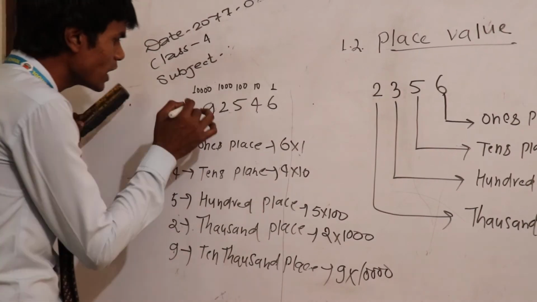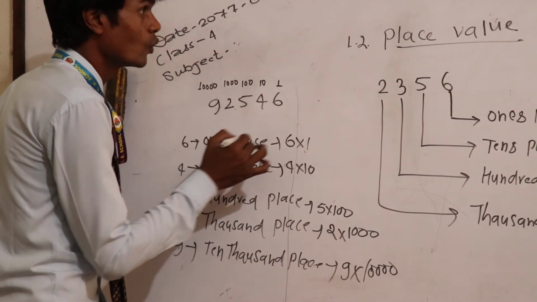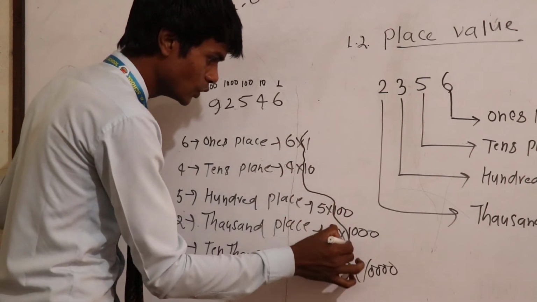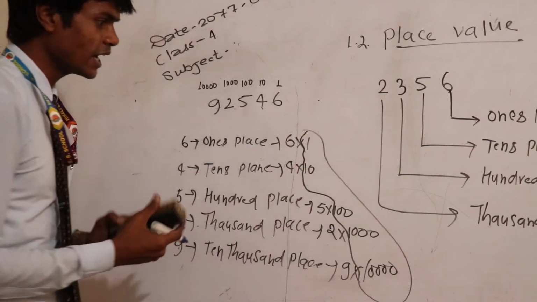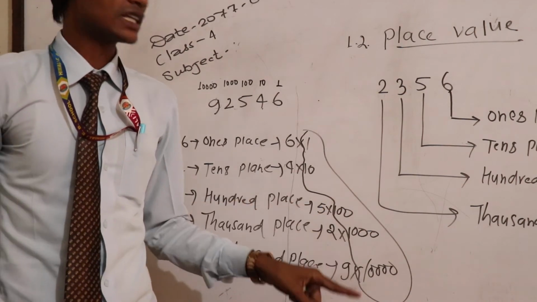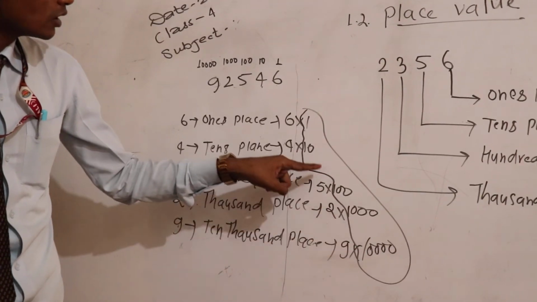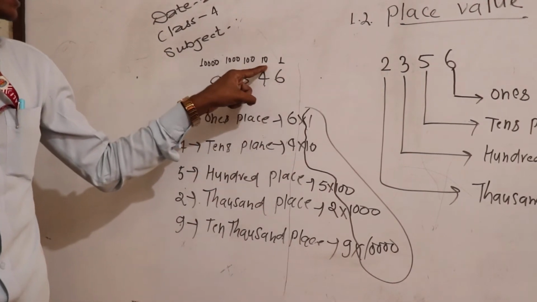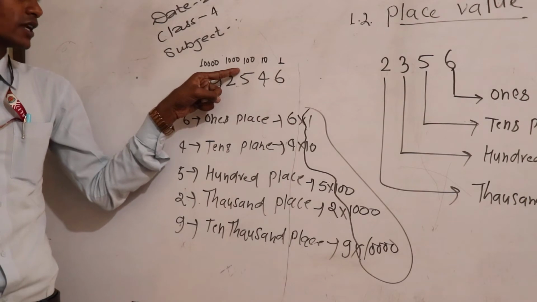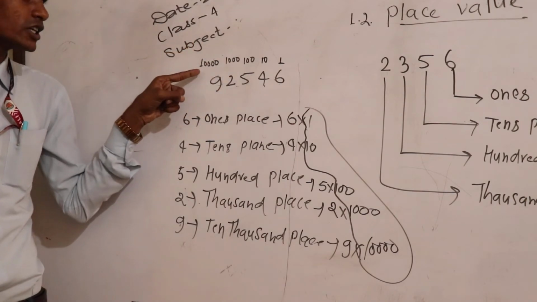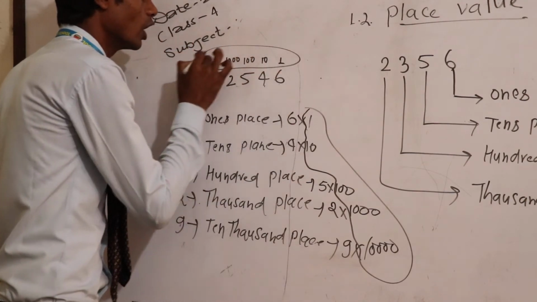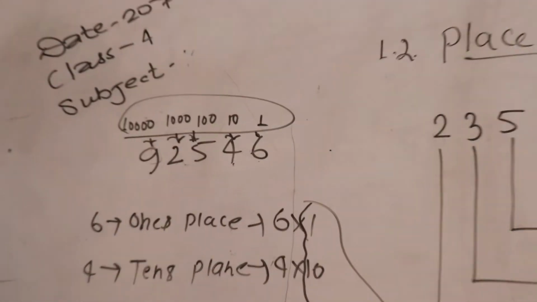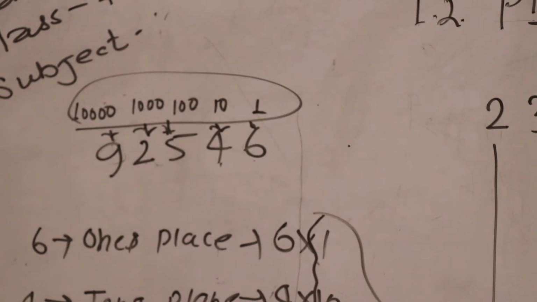And this is called what? Place value. 1, 10, 100, 1000, 10,000, all of this is place value. Understand? 1, 10, 100, 1000 and 10,000, this is the place value of this digit. I hope all of you understand.